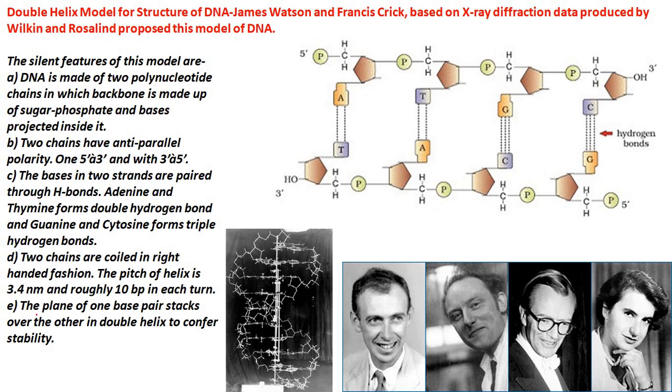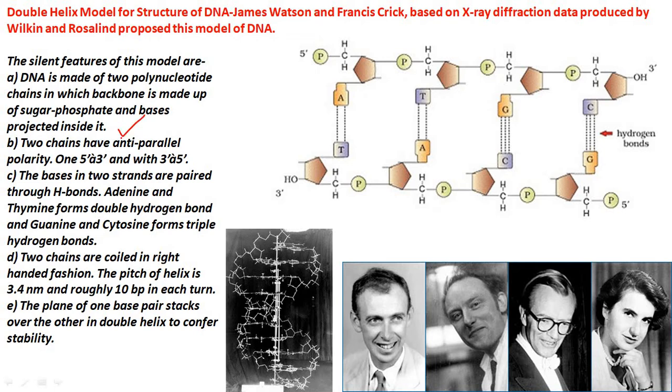So let's talk about the double helix model for the structure of DNA. James Watson and Francis Crick discovered this. Based on the X-ray diffraction data produced by Wilkins and Rosalind Franklin, they proposed this model of DNA. The salient features of this model are that DNA is made up of 2 polynucleotide chains in which the backbone is made up of sugar phosphate and bases project inside.